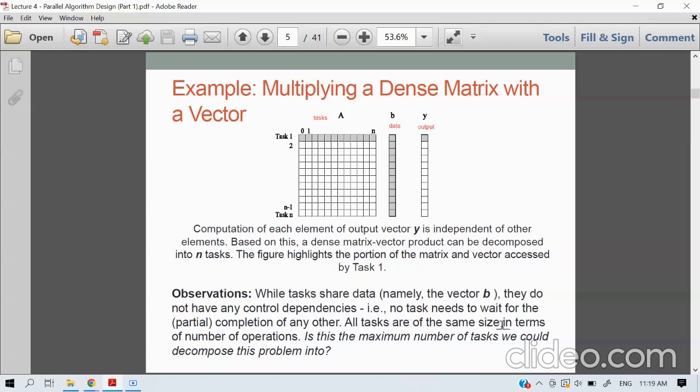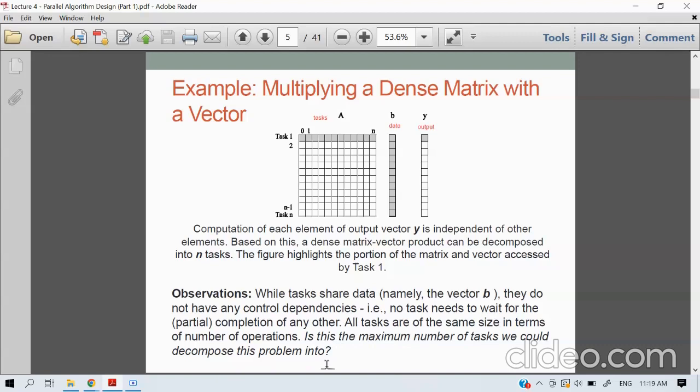All tasks are the same size in terms of number of operations. So it means all these tasks are being decomposed into the same size in terms of number of operations. So they can do the decomposition technique. Okay. So the question asks, is this the maximum number of tasks we could decompose the problem into? So how do we want to know the maximum number of tasks that we can decompose?